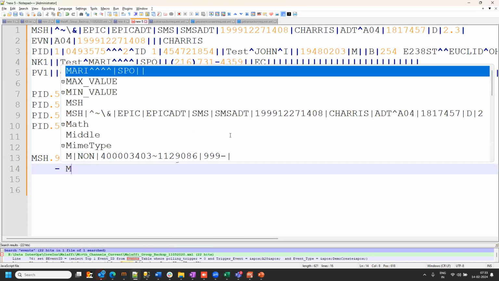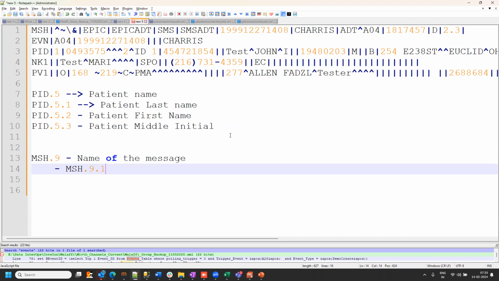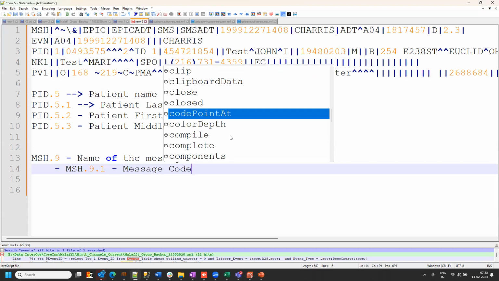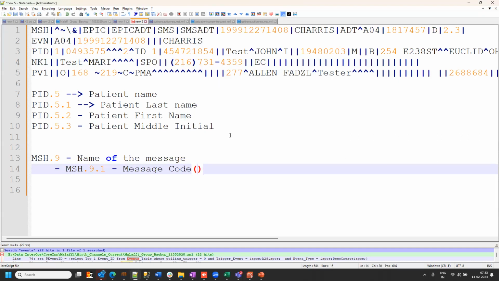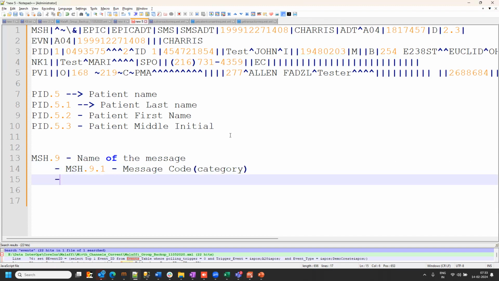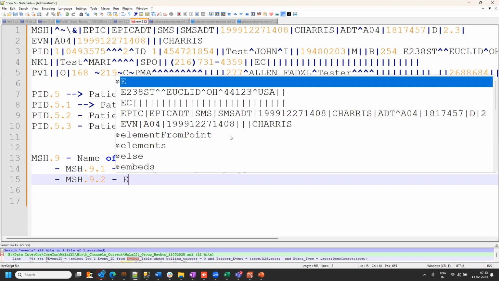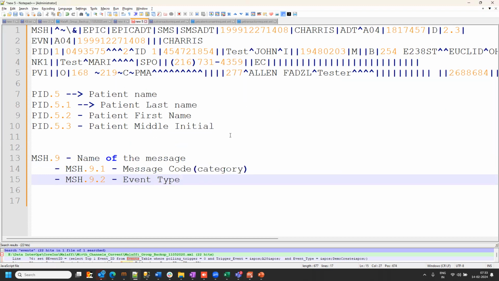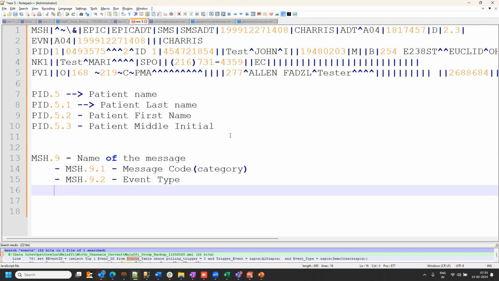Within MSH.9, we have MSH.9.1, and that is for message code. This is nothing but our category that we have looked at, every category that may be available within the hospital. Next, you have MSH.9.2, which is event type, right? And this will represent what kind of event is taking place, which has triggered this particular HL7 message.